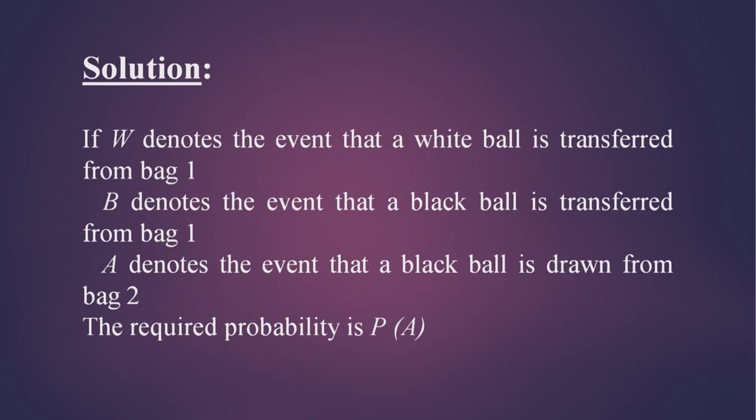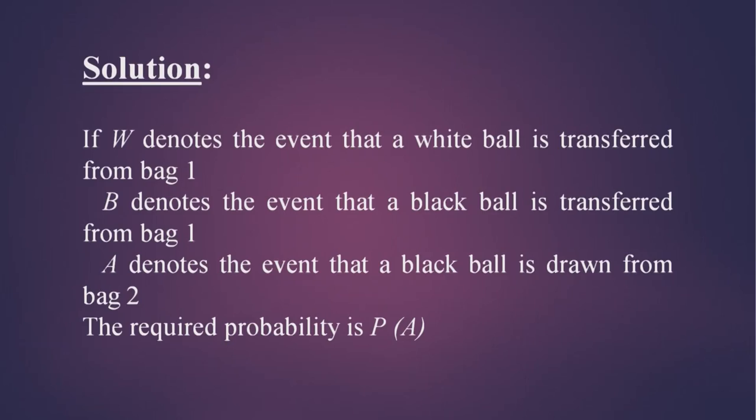So, let us try this solution in this way. W denotes the event that a white ball is transferred from bag 1. B denotes the event that a black ball is transferred from bag 1. So, these two events W and B are mutually exclusive. Either W will occur or B will occur. A denotes the event that a black ball is drawn from bag 2. Now, the required probability is probability of A.